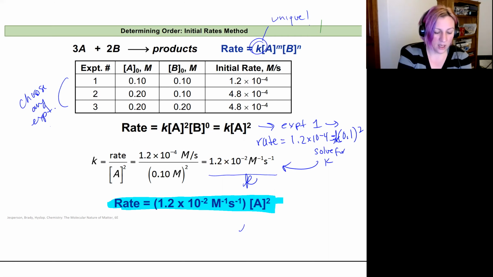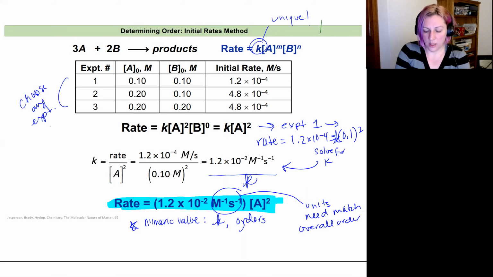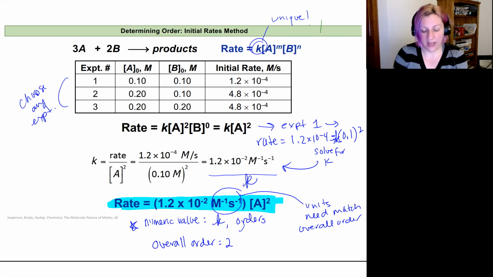And so your rate law is always going to need to have a numeric value for K and for the orders for it to be a rate law. The other thing that's important is the units of K. The units need to match the overall order. So the overall order for this reaction is 2. And that's just the sum of my exponents, right? So it's really 2 plus 0 is equal to 2. So I have an overall rate order.